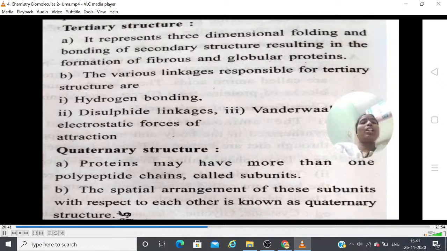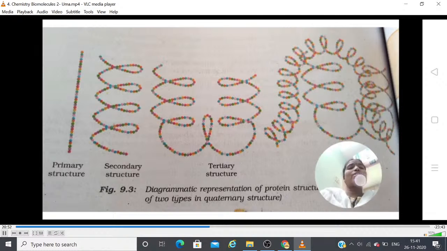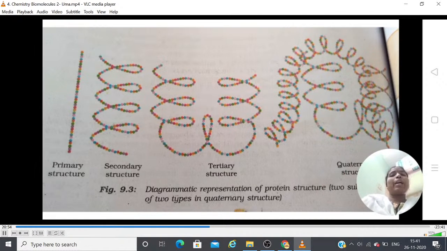This is total about the proteins, classification of proteins and structures of the proteins. And what are the structures of the proteins? See here, first, primary structure, second, secondary structure, third, tertiary structure, and fourth, quaternary structure. Structures are present like this.